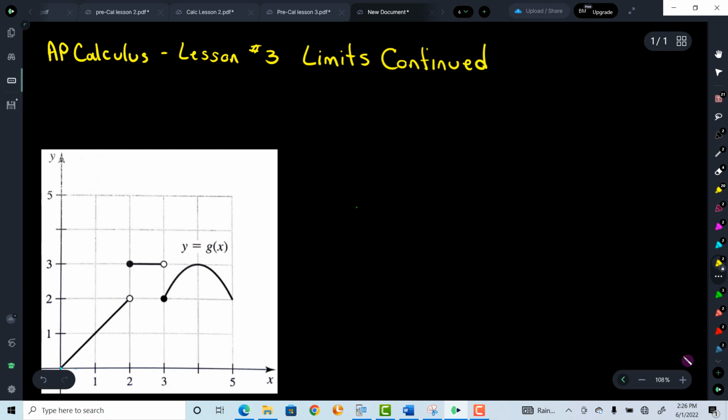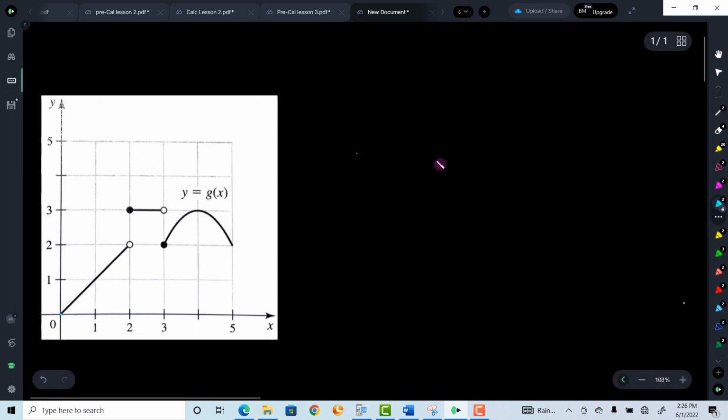So today we're going to continue discussing limits. And just to review, let's look at this graph that I've drawn here of g of x. This is a piecewise function. And let's see what we can determine about this particular piecewise function.